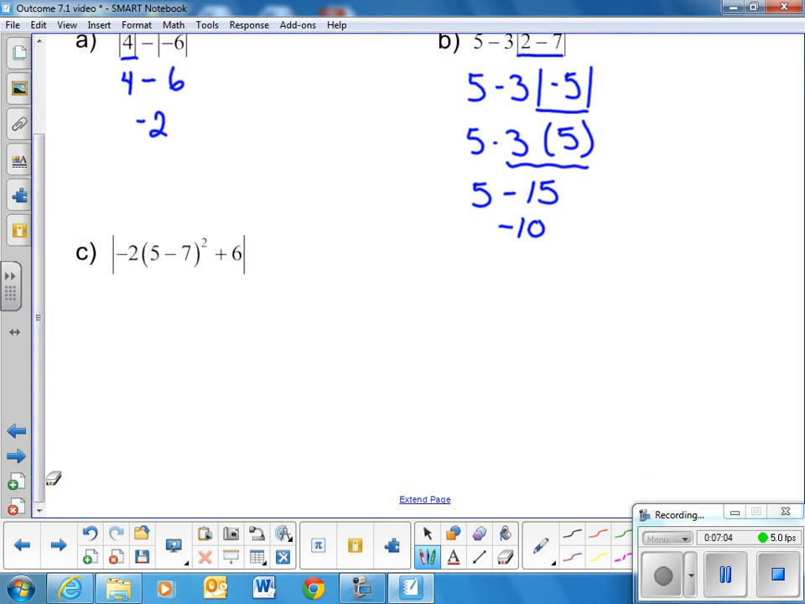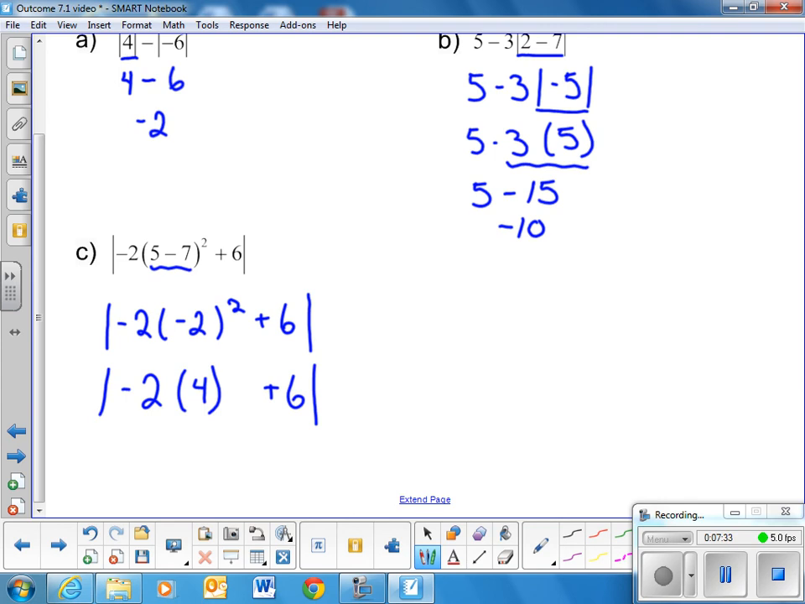In part C, again, following our order of operations, we're working inside those absolute value signs. We want to simplify inside the brackets first, so rewriting everything else. 5 take away 7 is negative 2. Simplifying the exponent. If I have negative 2 all squared, it means negative 2 times negative 2, which is positive 4.